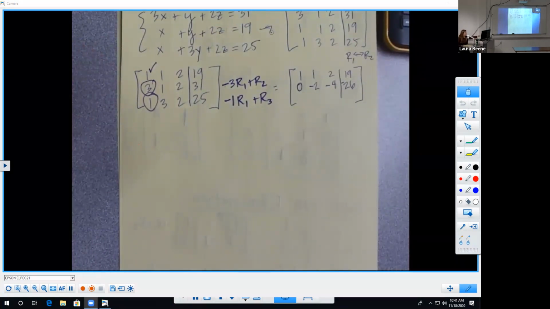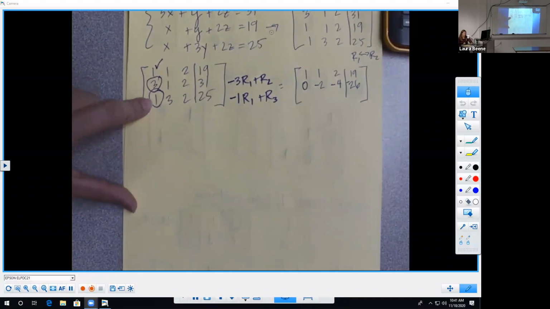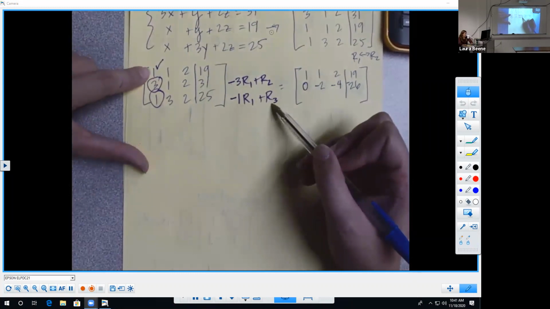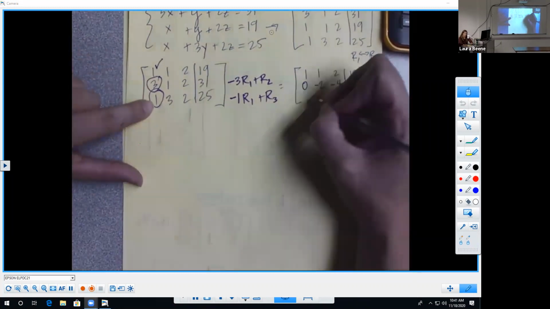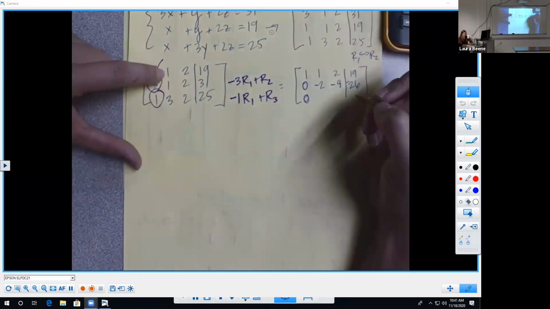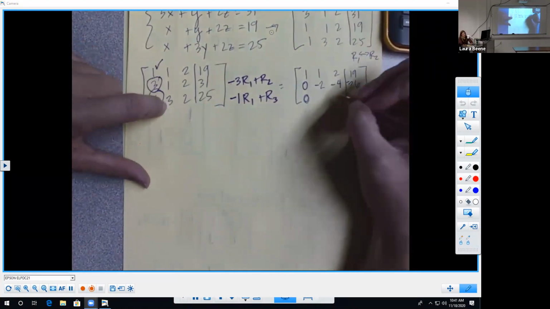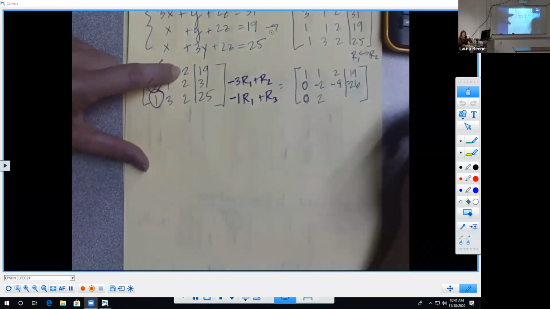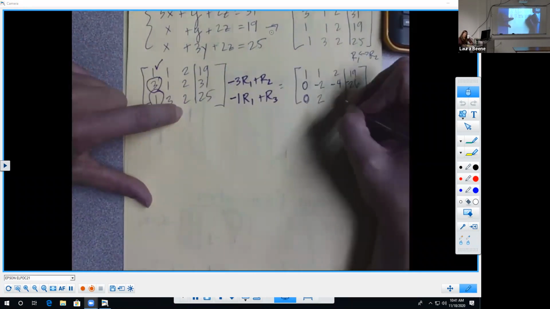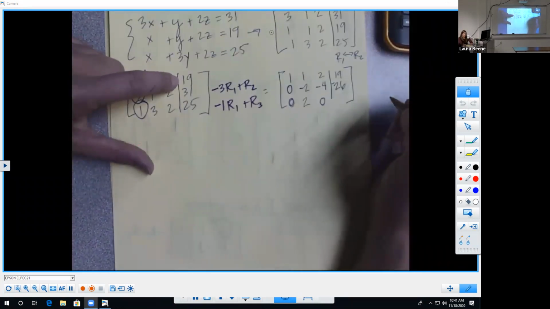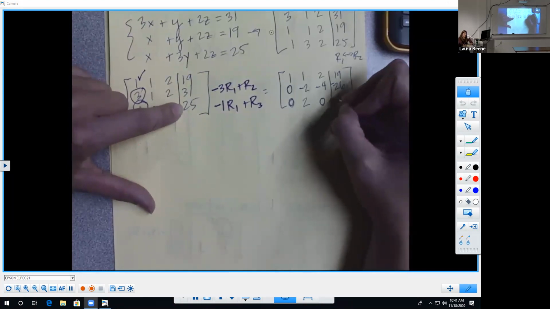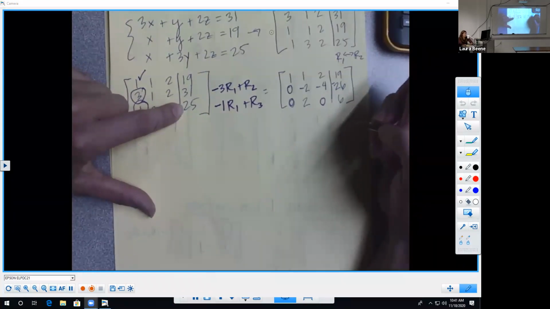Everybody good with that? Okay, let's go ahead and do the third row now. I want to do -1 times row 1 plus row 3. So -1 times 1 is -1. -1 plus 1 is 0. -1 times 1 is -1. -1 plus 3 is 2. -2 times 1 is -2. -2 plus 2 is 0. -1 times 19 is -19. -19 plus 25 is 6.